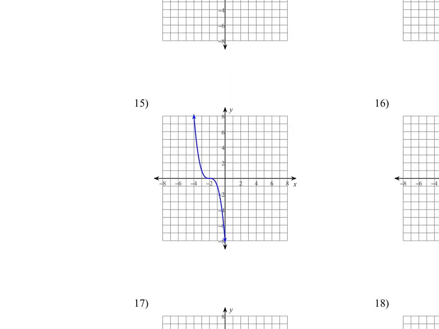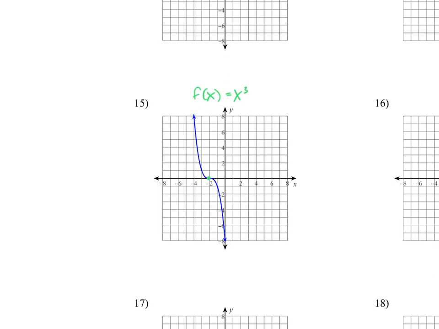I take a look at 15, I go, okay, you know what? Both my ends are facing in different directions. This tells me that my parent graph is x cubed. First part, done. Now let's see if we have any vertical stretches, compressions, or reflections.